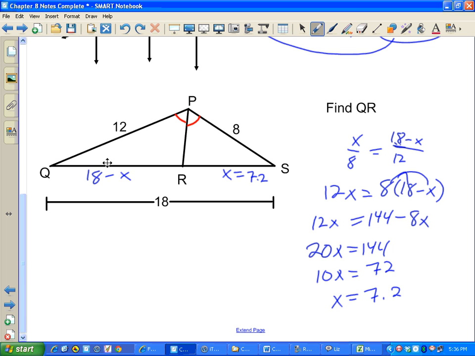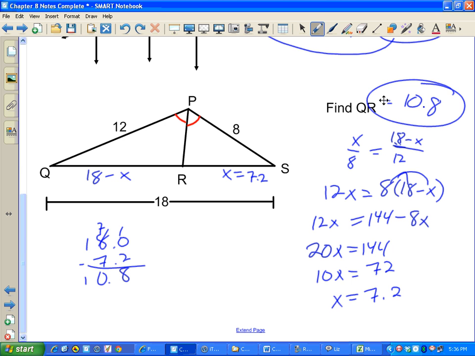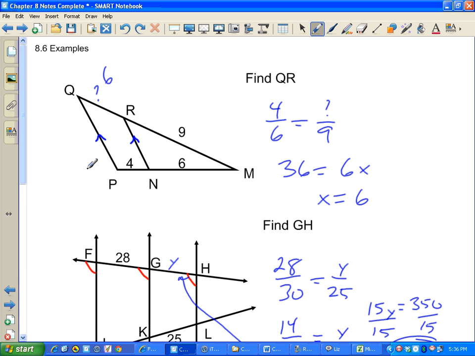I want to know what QR is, which is this. So I'm going to take 18 minus 7.2. We get 10.8. So QR is 10.8. All right, and those are the types of problems you'll be doing in this last section.